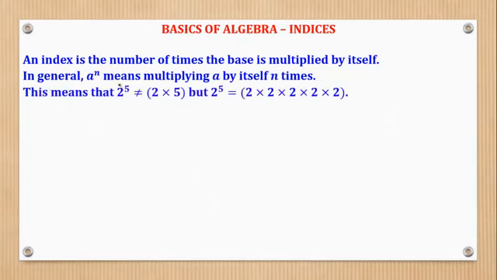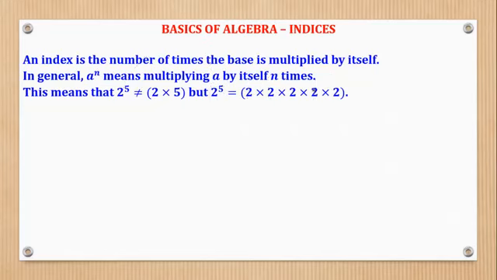So if I write 2 to the power 5, 5 becomes the index and 2 becomes the base. It means that I have to multiply the base 5 times. Now most students confuse it with thinking that this is 2 times 5, which is not correct. So what does 2 to the power 5 mean? It means you multiply 2 by itself 5 times: 1, 2, 3, 4, 5, like that.